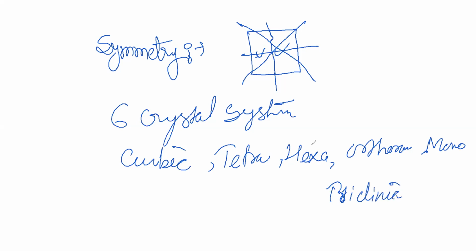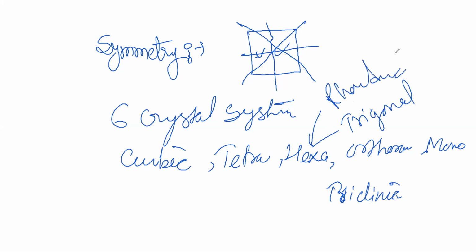Right. And hexagonal has 2 divisions. One is trigonal division. Another one is known as rhombohedral division, or you could say the hexagonal itself. So by these it becomes 7: 1, 2, 3, 4, 5, 6, 7. But if we consider this together as a hexagonal system, then this becomes 6 crystal systems.